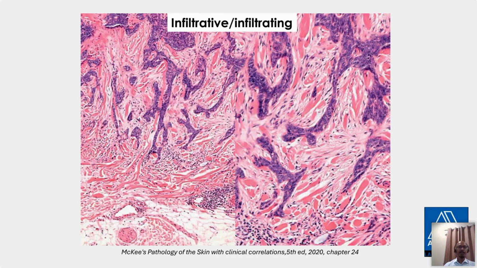And this is an example of an infiltrative or infiltrating BCC, which is very similar to a morphiform BCC, except that the stroma in between, although it's induced, is not quite sclerotic.